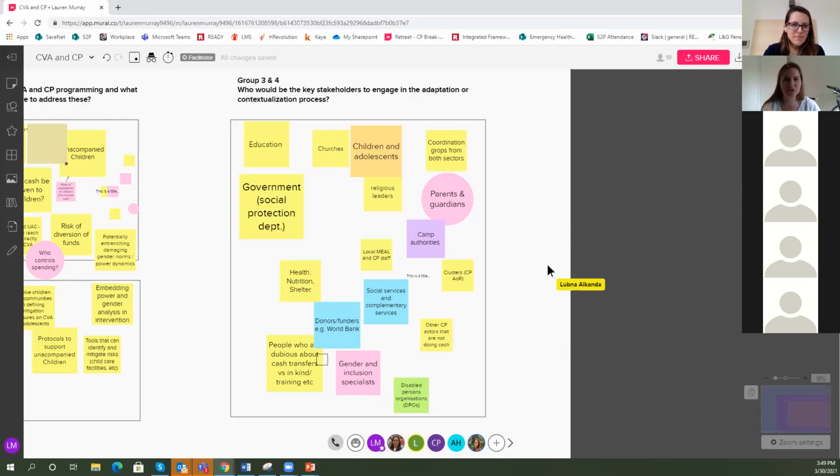Great, thanks so much. And I think just to complement from our group, we talked about a lot of the same, but also looked at having gender and inclusion specialists informing this process, and DPOs, disabled persons organizations, to make sure that we're capturing those risks correctly, and adapting the tools appropriately for that context. There was some discussion around camp authorities. We also discussed the different sectors in the cluster, and then there was also a discussion around engaging children and families themselves.